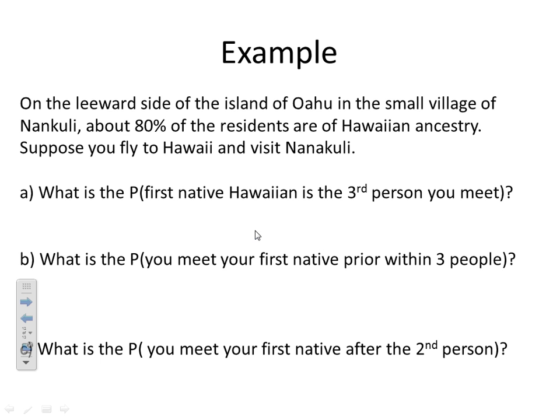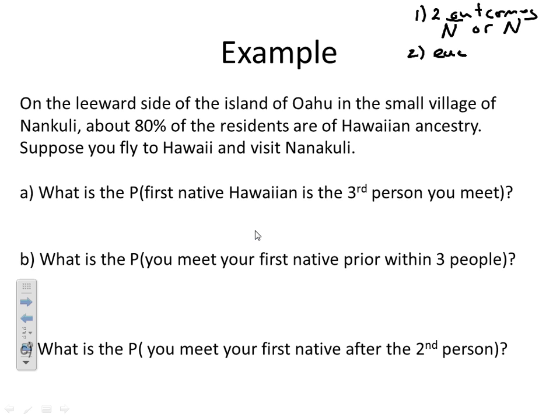So we've seen this example already. We'll take a quick look again at it though. On this particular island of Oahu, there's a village and about 80% of those residents are of Hawaiian ancestry. What is the probability that the first native Hawaiian is the third person you meet? So again, we have this setting. Number one, there's two outcomes. They're either native or not.